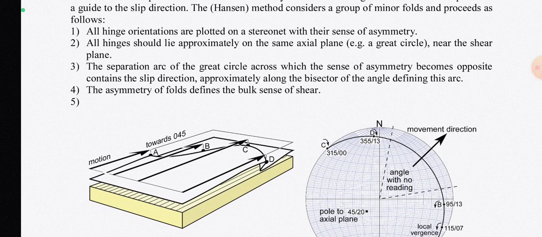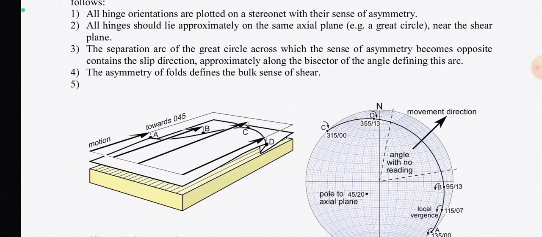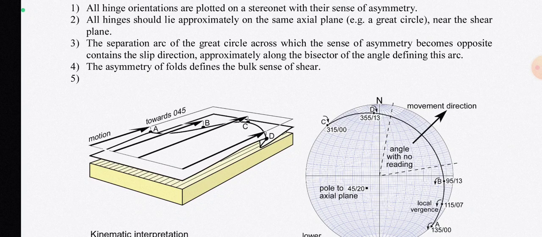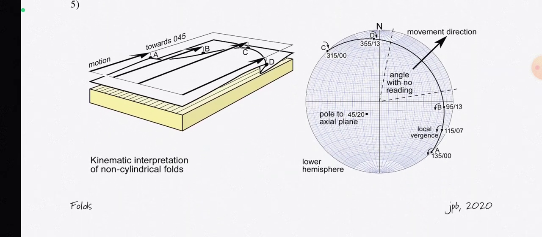The Hansen method considers a group of minor folds and proceeds as follows. All hinge orientations are plotted on a stereonet with their sense of asymmetry. All hinges should lie approximately on the same axial plane, that is a great circle, near the shear plane. The separation arc of the great circle across which the sense of asymmetry becomes opposite contains the slip direction approximately along the bisector of the angle defining this arc. The asymmetry of folds defines the bulk sense of shear.